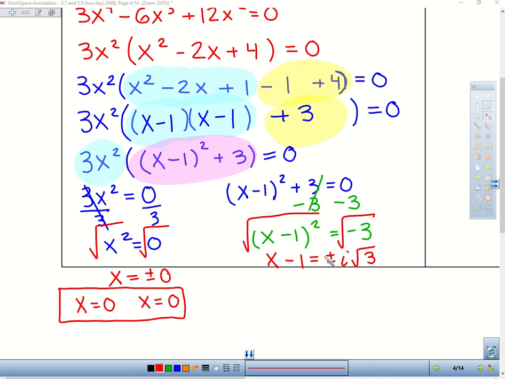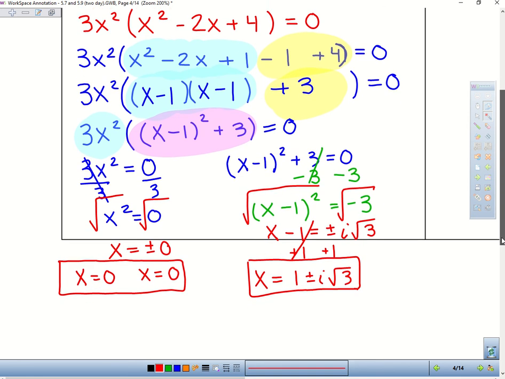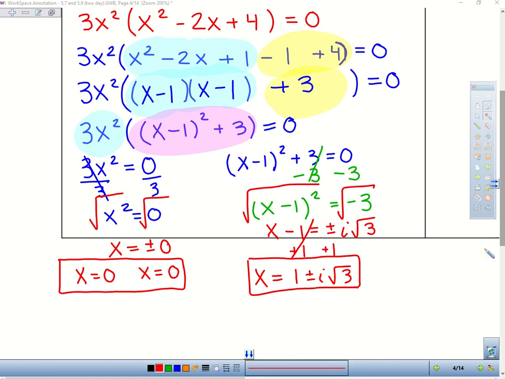So will we add the 1? We would. Very good. So to finish this off, we're going to add the 1 to both sides. That's going to leave us with x equals 1 plus or minus i radical 3. This represents how many imaginary solutions? The plus and the minus indicates we have two solutions there, right? We have the negative and the positive version. So we have two imaginary solutions, right?